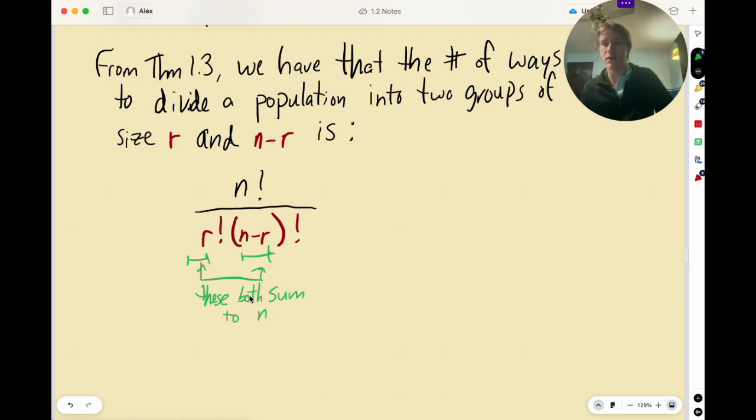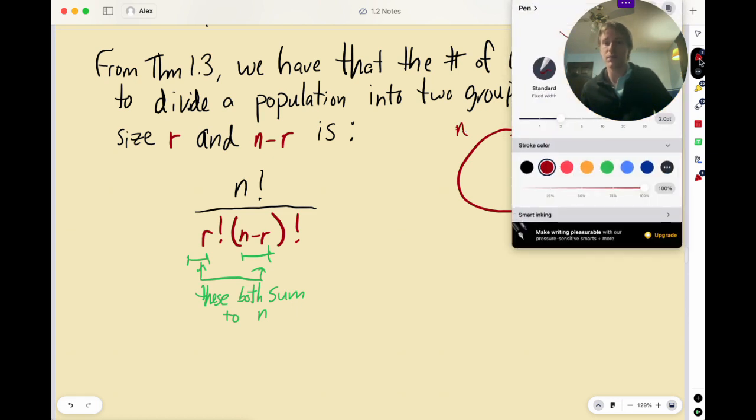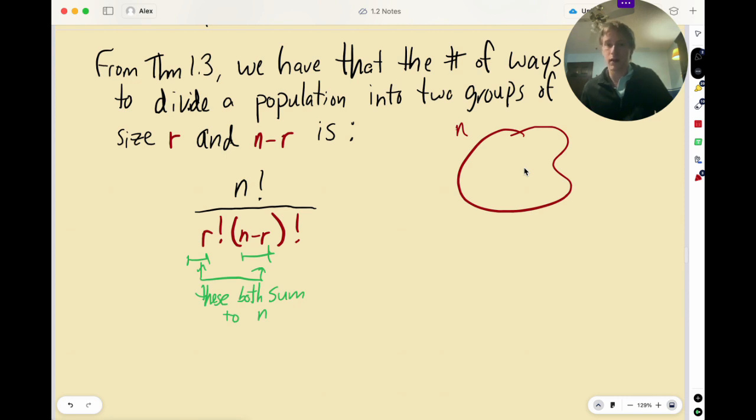Okay, and this kind of talks about the idea of something called a partition. So the idea of a partition is that you have N different objects or elements in a population, and you essentially split up the population into sections. Okay, and so far we've only done two sections, but in the next theorem we'll discuss multiple sections with two properties. The first property is that the sum of all these sections has to add up to the total population N. Okay. And the second criterion is that these have to be mutually exclusive. There's no overlap between the sections in your partition.